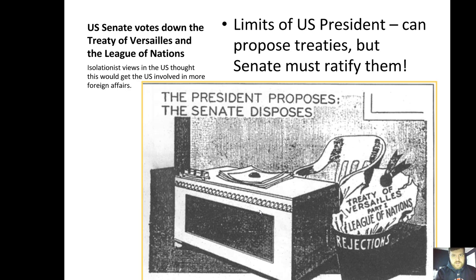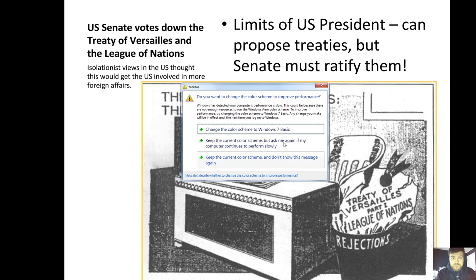Now, the problem with the 14 points, especially the League of Nations, is that even though Woodrow Wilson can push for this plan all he wants, it's not up to the president to determine foreign policy, foreign contracts. That's the job of the Senate. Remember, in the United States, the system of checks and balances: no one branch is stronger than the other. This is one of the checks that the congressional branch has on the executive branch, is that when it comes to foreign country or foreign treaties and policies, it's up to the Senate to ratify them.